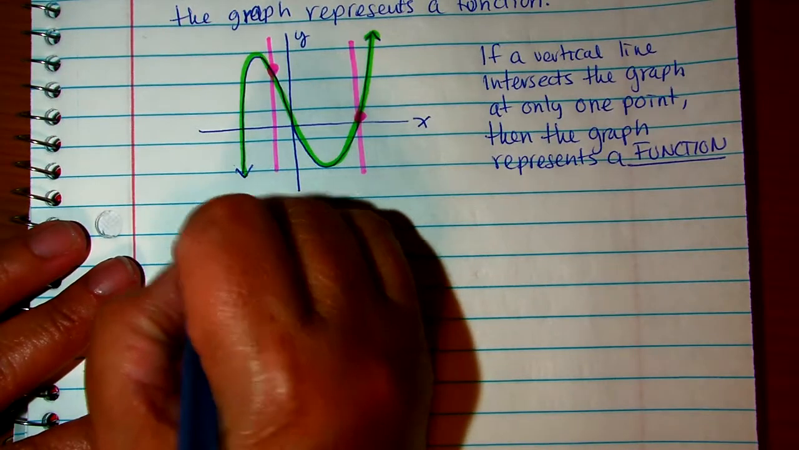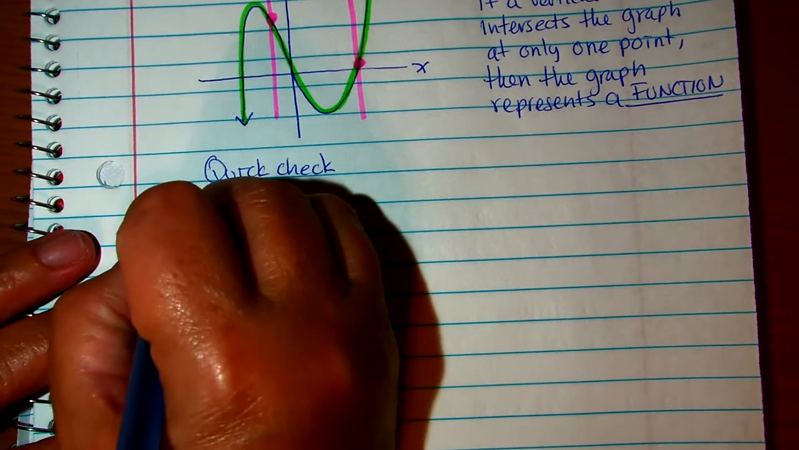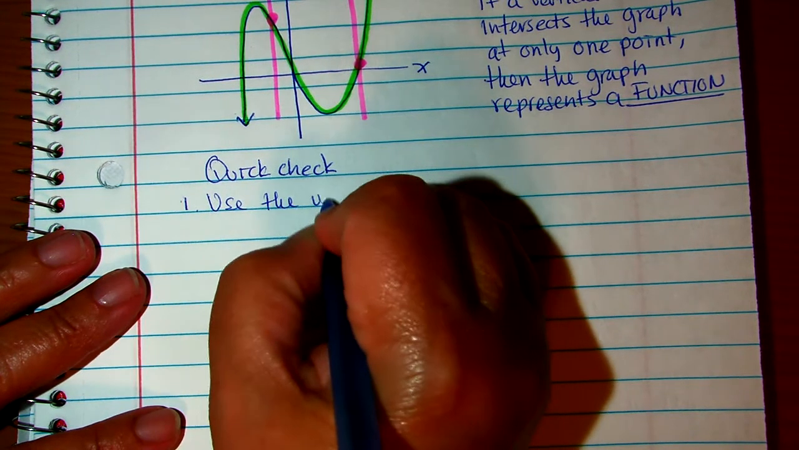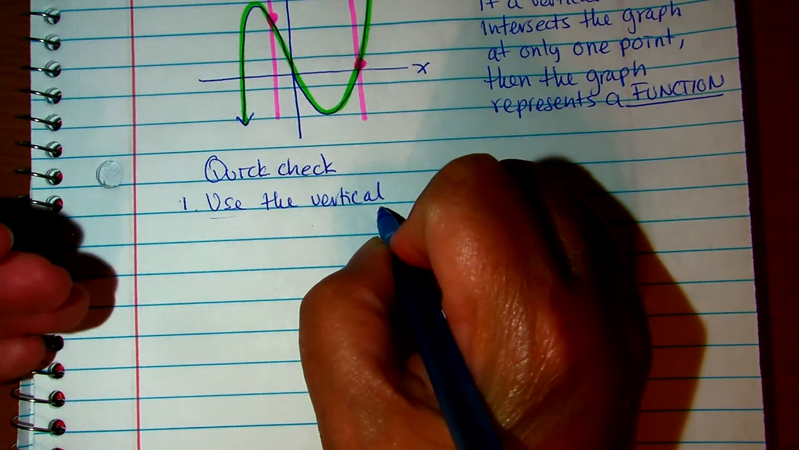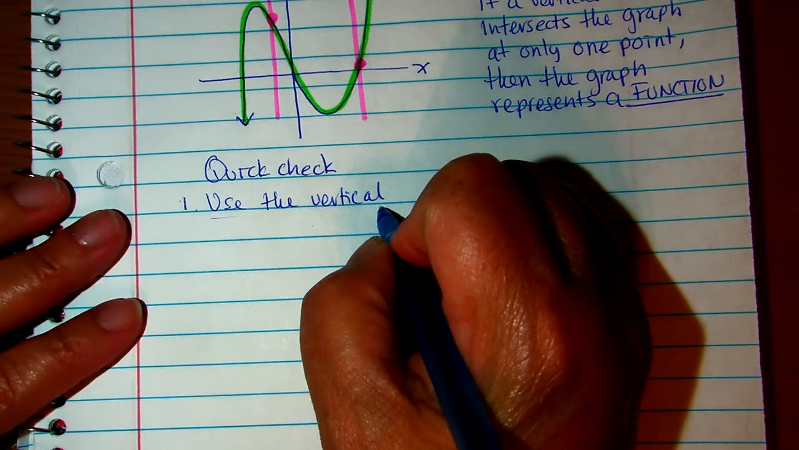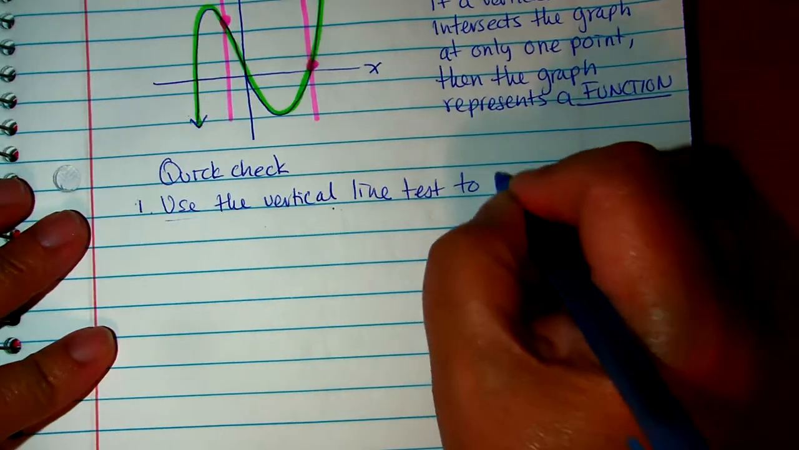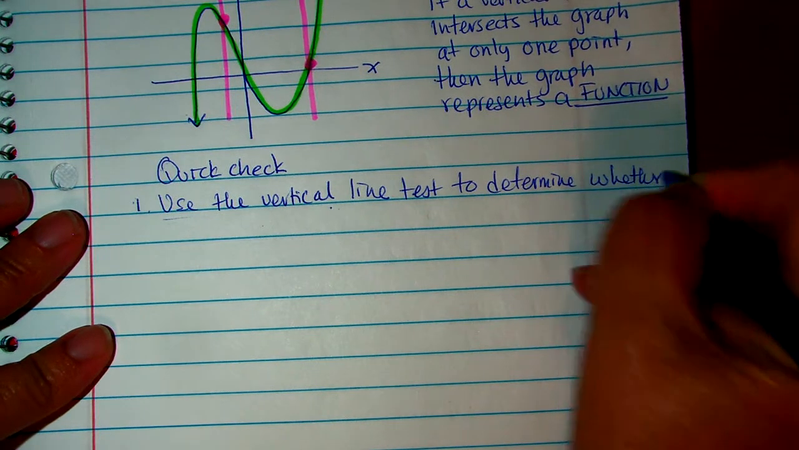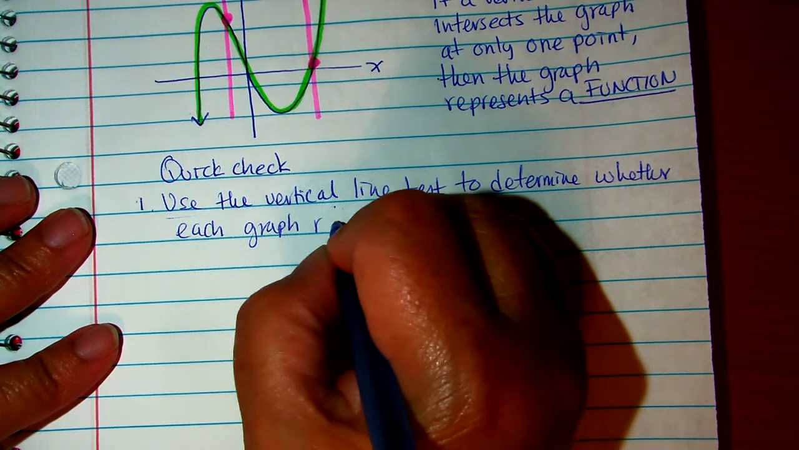So for the quick check, it is like checking what we're talking about. Use the vertical line test. This is instruction number 1. It is important that we write the instruction because this is what you're going to see in your exercises, in your quizzes, in your tests. Use the vertical line test to determine whether each graph represents a function.